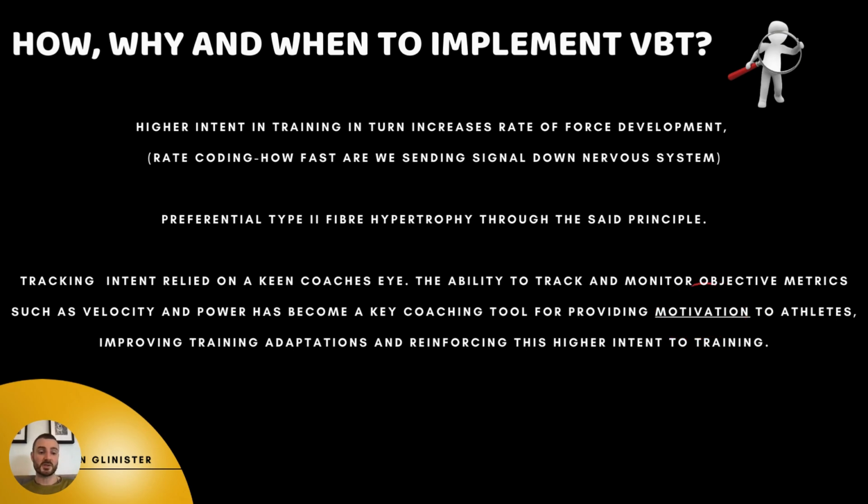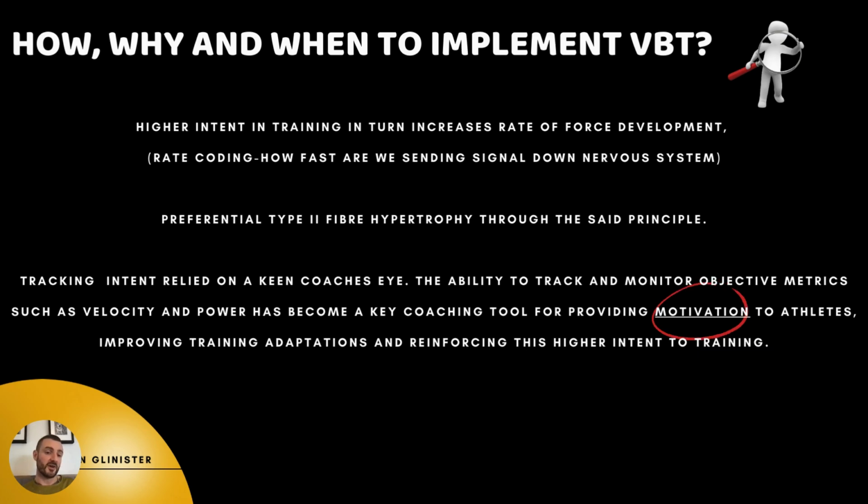The second option, the 0.75 meters per second, means that the squat has been moved quicker, or the load has been moved quicker from top to bottom. And now this means we have produced force at a quicker rate of force development. This is down to rate coding. So how fast are we sending the signals down the nervous system? By training with as much intent as possible and as explosively as possible, we are then training our body to send the signals down the nervous system quicker and more efficiently.